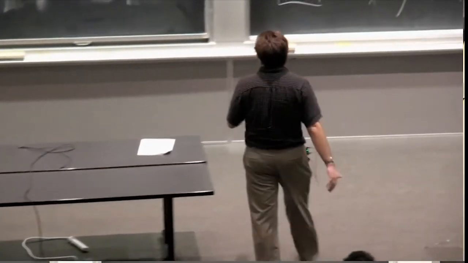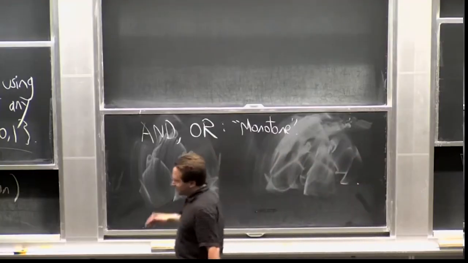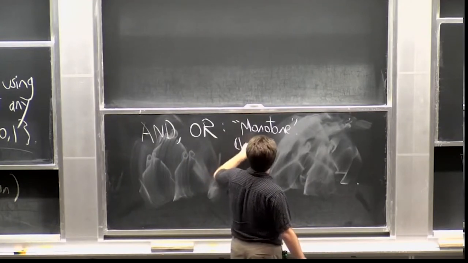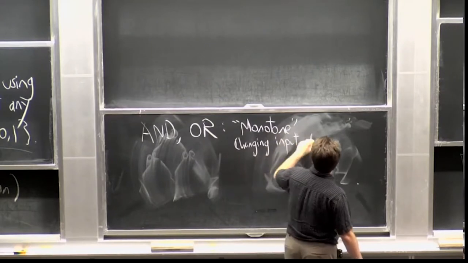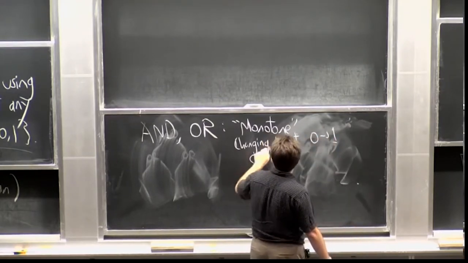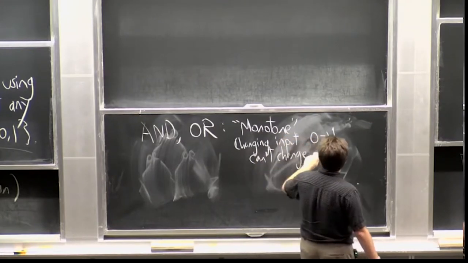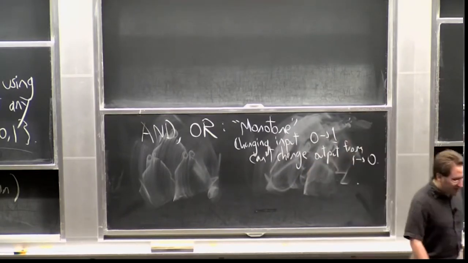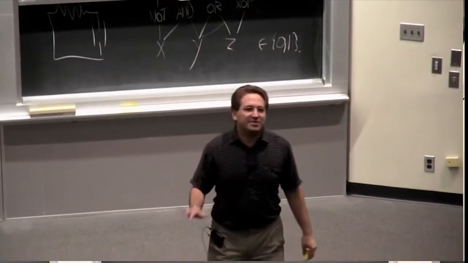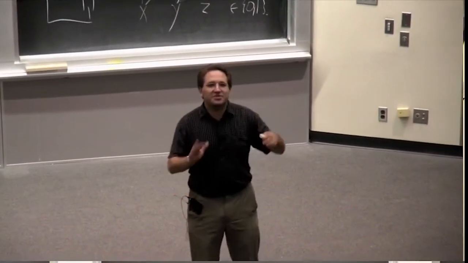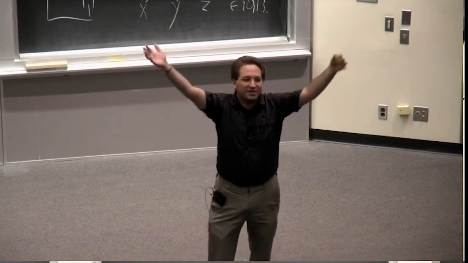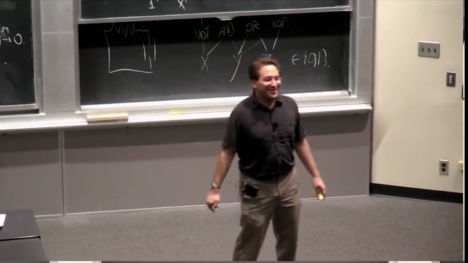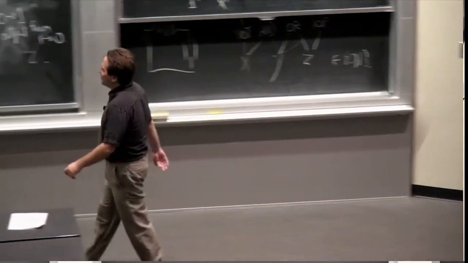All right, so AND and OR are clearly both monotone functions. They both satisfy this, and the property of being monotone is closed under composition. If I take two gates that are monotone and string them together, I still get a monotone function. Whereas the NOT function is clearly not monotone. So that's why this set fails to be universal.